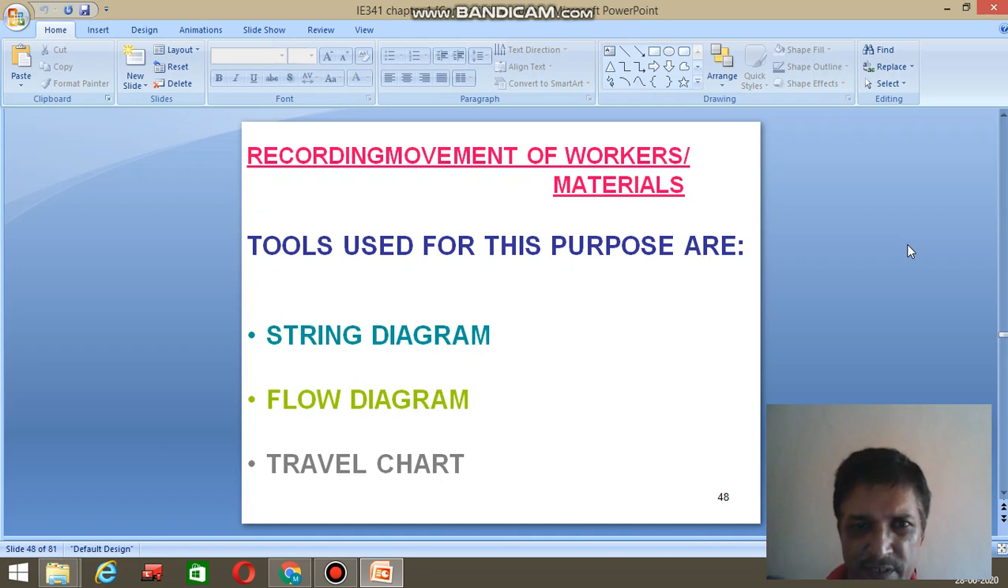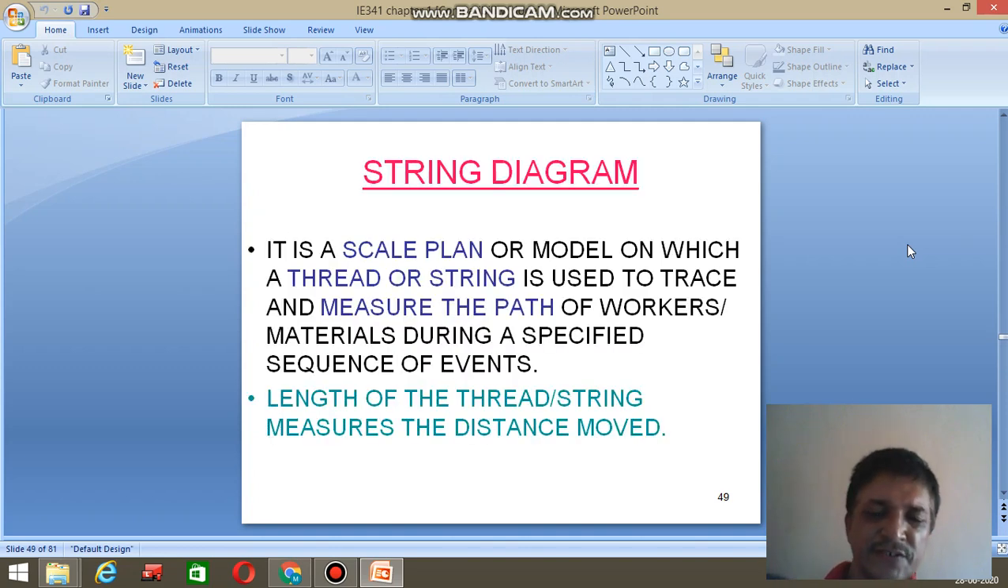Recording movements of the workers and materials. Normally the tools we use are the string diagram, flow diagram, and travel chart. The string diagram is a scale plan or model in which a thread or string is used to trace and measure the paths of the workers or materials during a specified sequence of events.